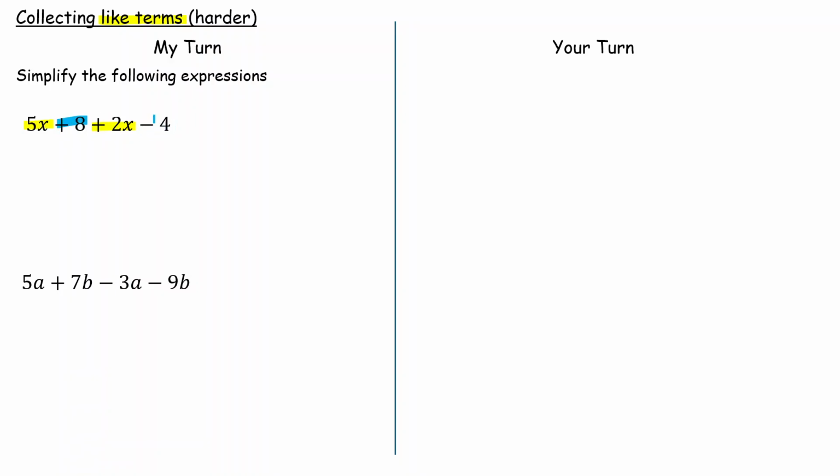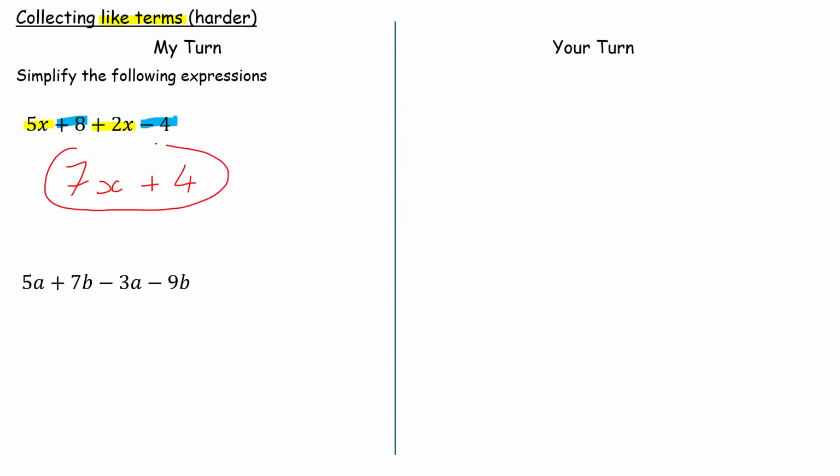And it's really important that the sign before the number or variable belongs with it. So it's a negative 4. Okay. So you've got a 5x added 2x because that plus belongs with the 2x. So what's 5x add 2x? It's going to give you 7x. You've then got 8 take away 4. Okay, 8 take away 4 is positive 4. So it is positive, so plus 4. 7x plus 4. And this is your answer.